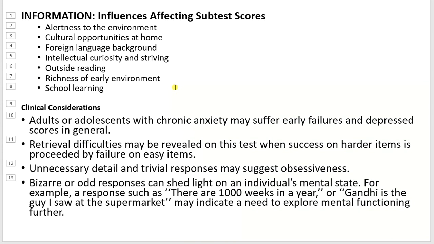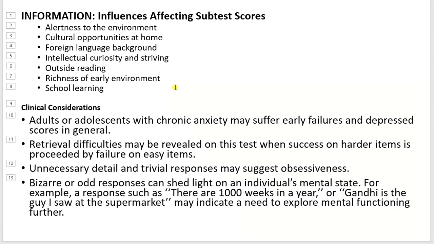Similarly, if there is some difficulty because of some brain related cognitive disorder, then retrieval difficulties may also be revealed on this test. For example, in Alzheimer's patient, there is a difficulty in retrieving information. And this is inferred when one is having success on harder items but fails on easy items. So inter item scatter that I taught in the last class, if one is failing easy items and passing harder items, it may be one indicator, not the confirmed indicator of retrieval difficulty.